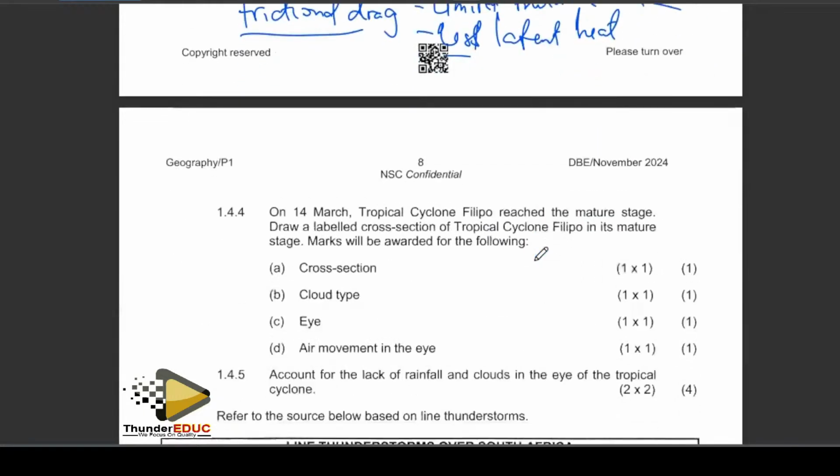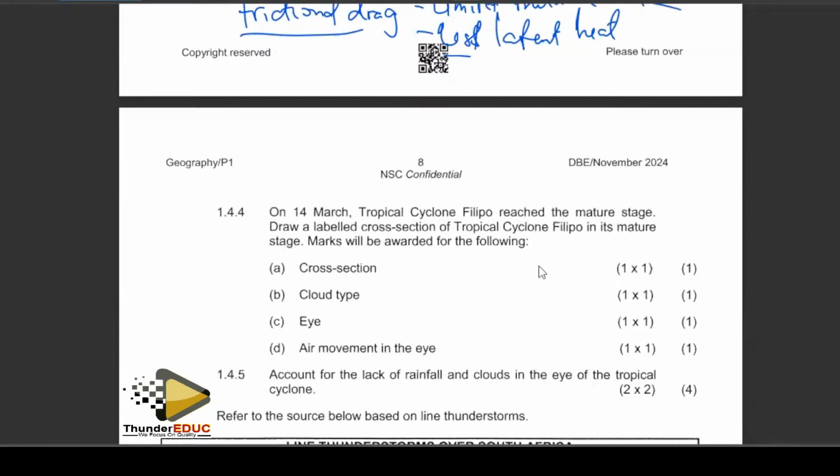Right. Then we'll also move on to question 144. On March 14, tropical cyclone Filipo reached the mature stage. Draw a labeled cross-section of tropical cyclone Filipo in its mature stage. Marks will be awarded for the following. You have to indicate the cross-section itself. It must have a correct shape and the type of cloud that forms, and also the eye of the system and the air movement in the eye.